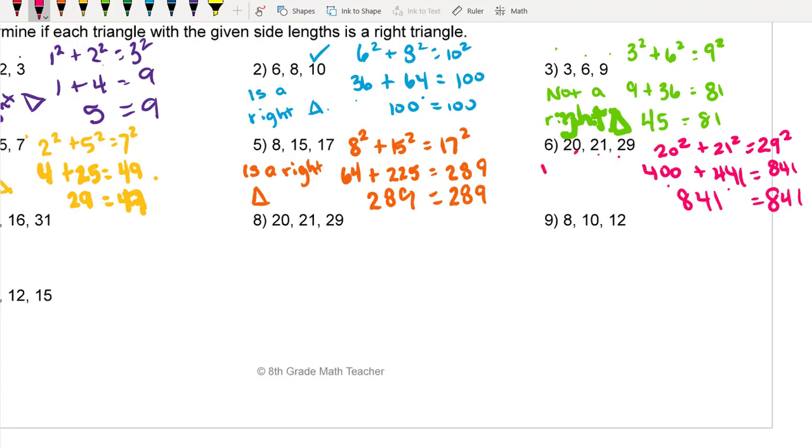So since our equation is balanced, that means this is a right triangle.